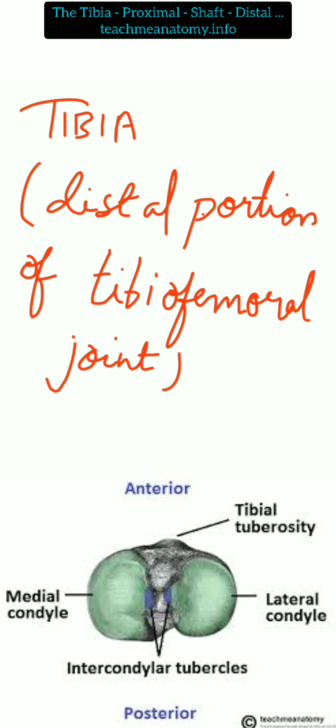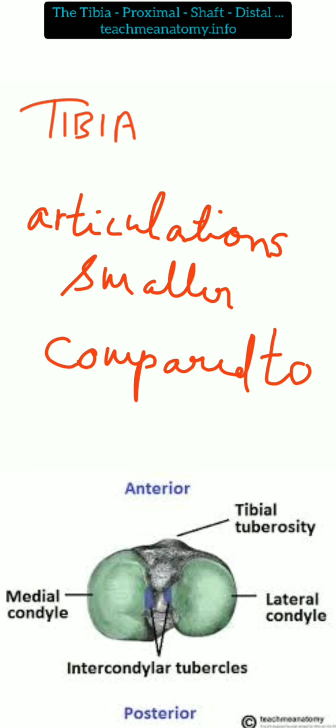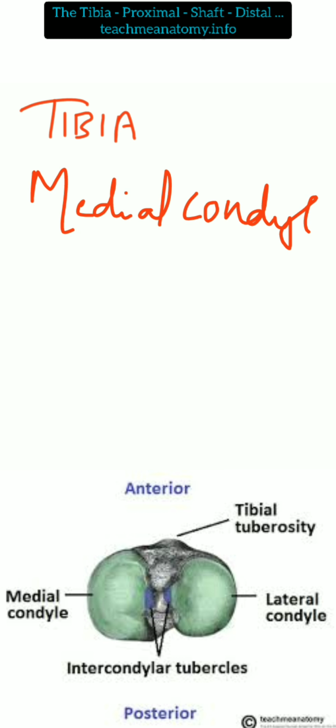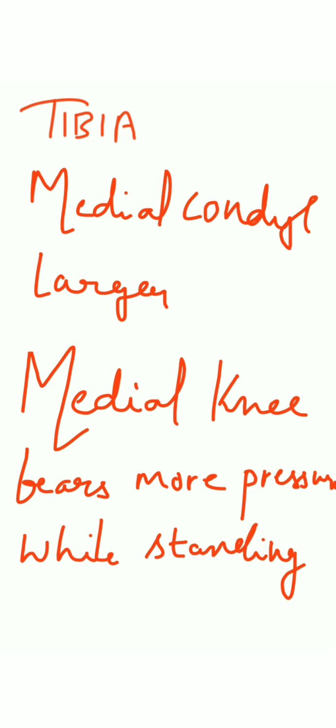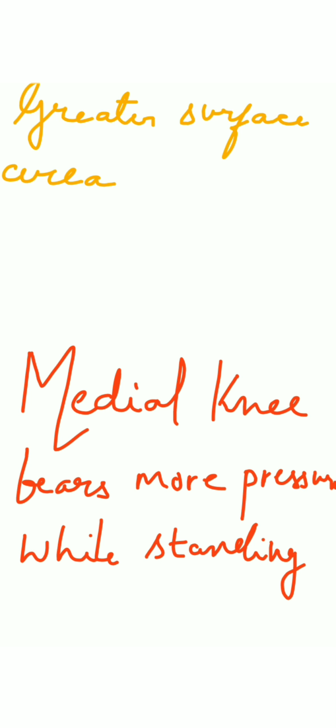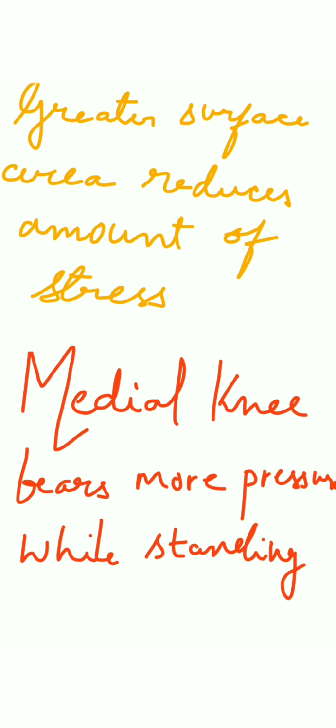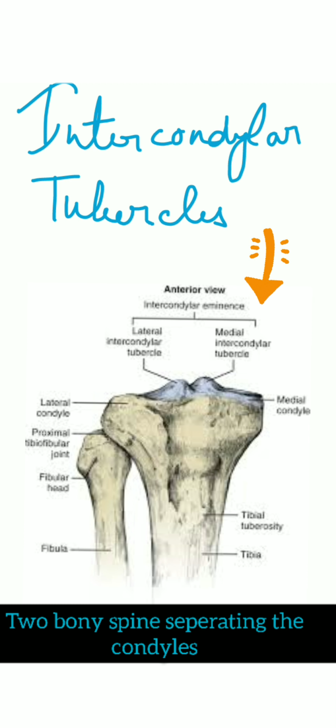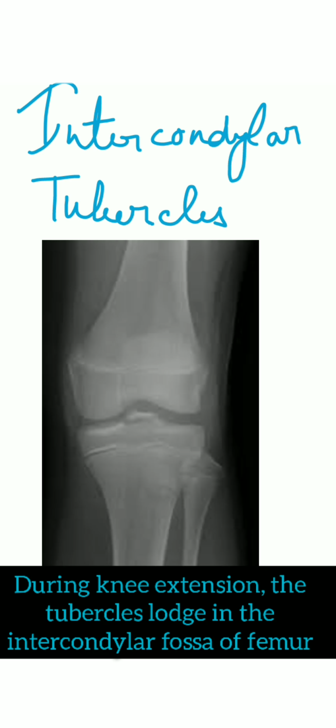Now we'll learn about the tibia. The proximal tibia forms the distal portion of the tibiofemoral joint. The articulations are smaller compared to the femur. The medial tibial condyle is larger than the lateral tibial condyle, similar to the femur. The medial knee bears more pressure while standing, so the greater surface area reduces amount of stress. The intercondylar tubercles are two bony spines separating the condyles. During the knee extension, the tubercles lodge in the intercondylar fossa of femur.